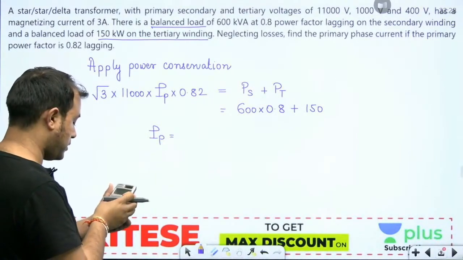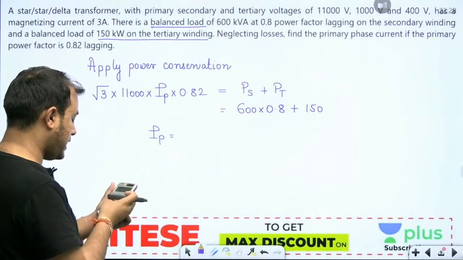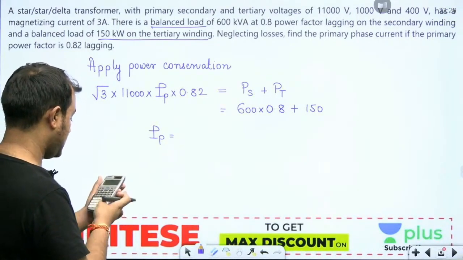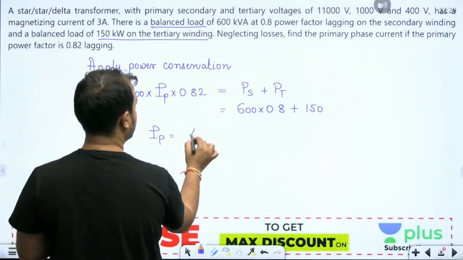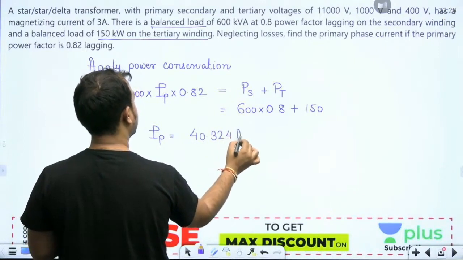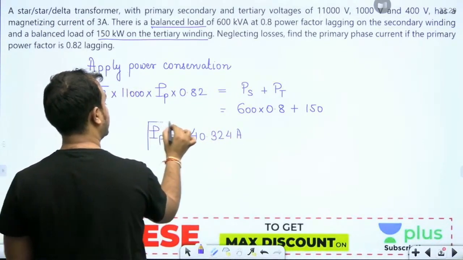630 divided by root 3 divided by 11. Why 11? I am taking it in kV. By 0.82. So the answer will be 40.324. That is the answer, my dear friends.